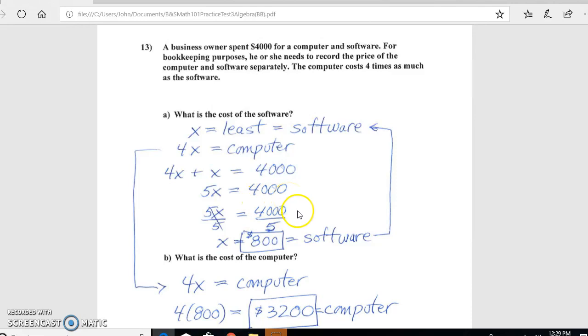And our last step is always to divide both sides by the number in front of the X. That's what I've done here. Divide both sides by 5. The 5's cancel. I'm left with X is equal to 4,000 divided by 5, which is 800. And the X is the cost of the software. That's what I made it in the beginning of the problem. So letter A, the answer is the cost of the software is 800.